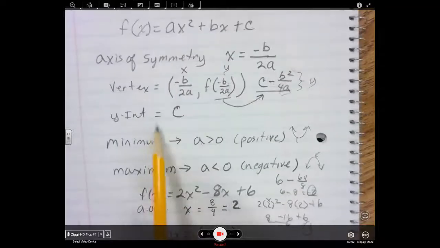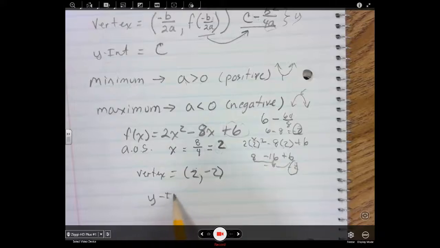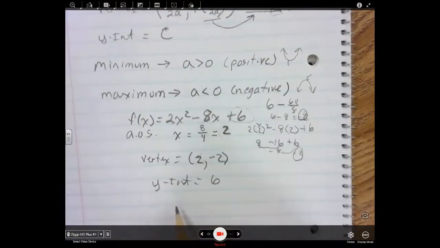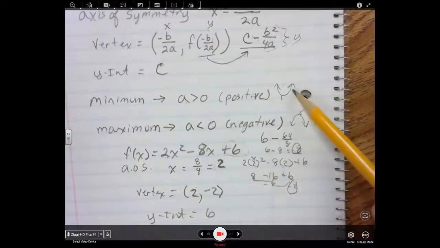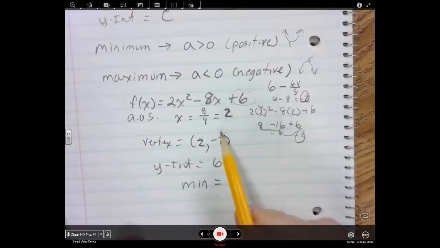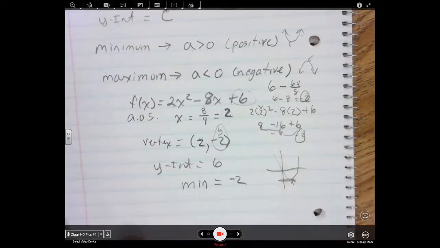The y-intercept is always our constant value, so the y-intercept equals 6. And our leading coefficient here is positive. So we are looking at a minimum function. The minimum value is going to be whatever the y-coordinate of your vertex is. So the minimum value here is negative 2. So we'll have a graph that looks something like this, where we have a minimum value right here at (2, -2). So the negative 2 is our minimum.